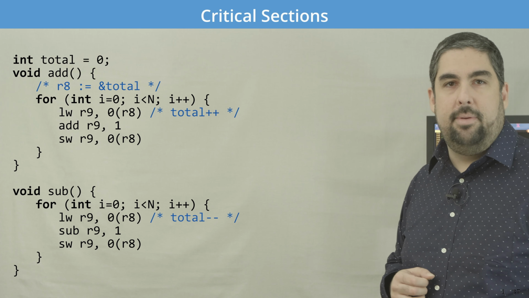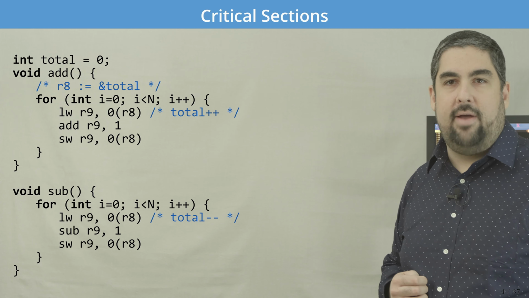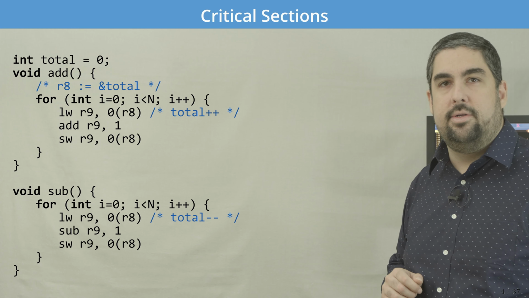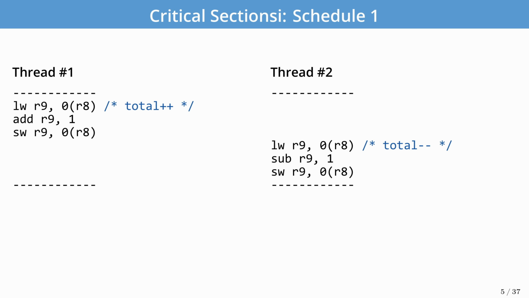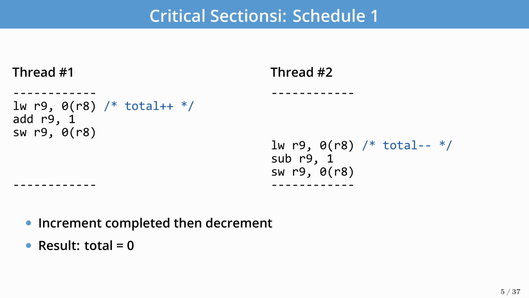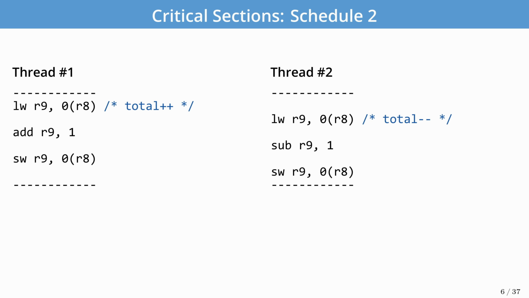So let's look a little bit at three examples of how this could happen for this particular set of functions. Here, in Schedule 1, the first thread executes entirely, and then the second thread executes. Here, these interleavings work. The first one adds 1, the second one subtracts 1. So the net result is 0. But there are obviously many other schedules that are possible.